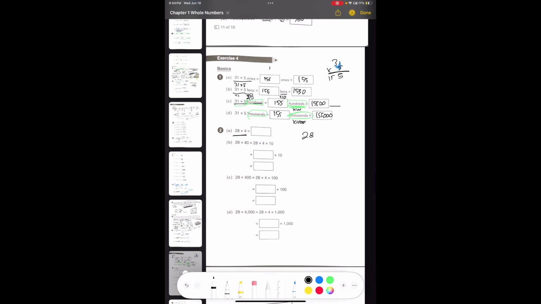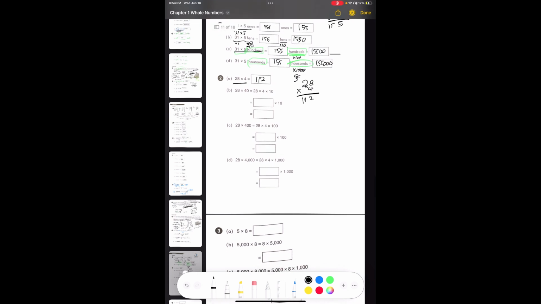28 times 4. 28 times 4. 32, 8 here, 11, 112. Okay, so the answer here is 112. So 28 times 40 is 28 times 4 times 10. Like I said earlier, so 112. This is the same thing as saying 112 tens, right? Because this means times tens. So it becomes 112, and then, as we all know, add 0.